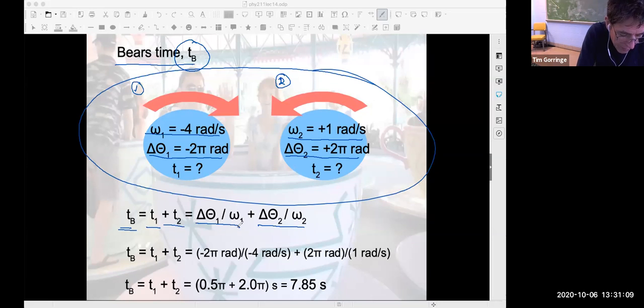Look, it makes sense. These two little equations make sense. If you're going to turn further, it's going to take longer. Delta theta is larger, it's going to take longer. If you're going to turn faster, it's going to take less time.